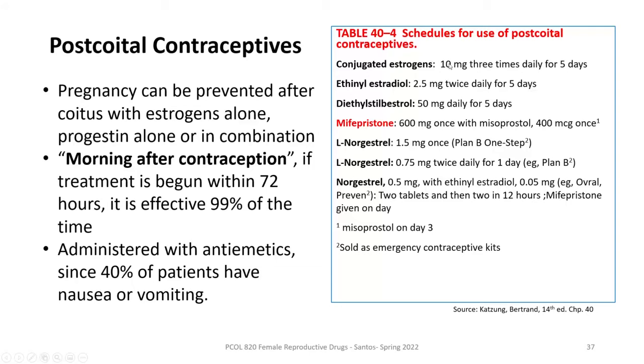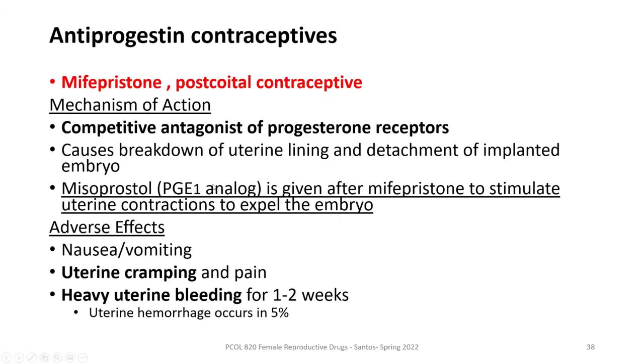So here are examples of postcoital contraceptives: conjugated estrogens, estrogen alone, progestin alone, and we're going to highlight here mifepristone, which is given with misoprostol, a PGE1 analog. Mifepristone is a postcoital contraceptive. The mechanism of action will be competitive antagonism at progesterone receptors. Like I mentioned, it is given in association with misoprostol, which will stimulate uterine contractions to expel the embryo. The adverse effects mainly will be uterine cramping and heavy uterine bleeding.